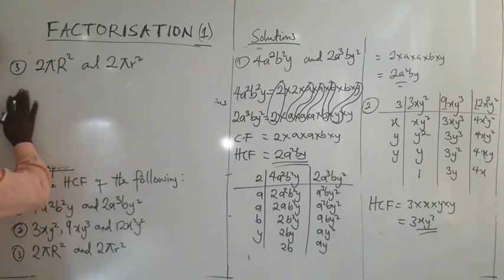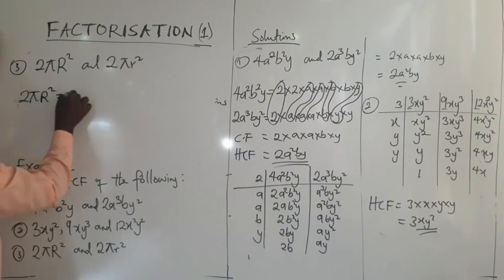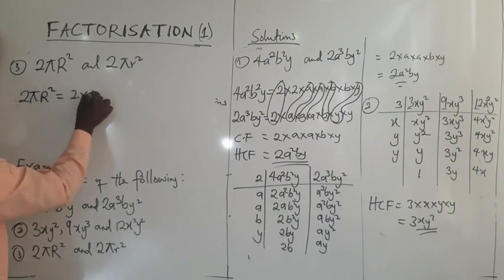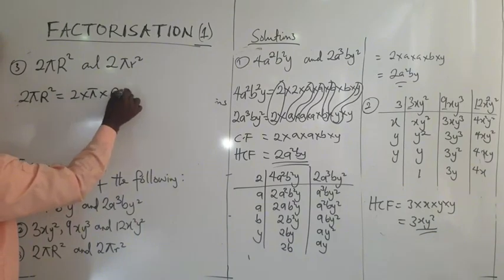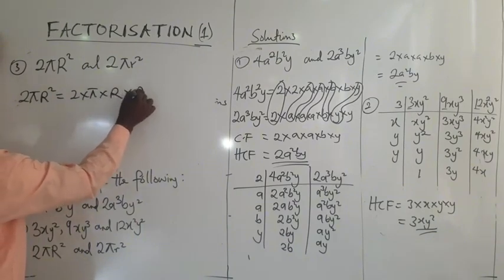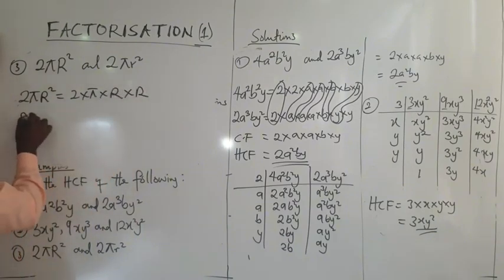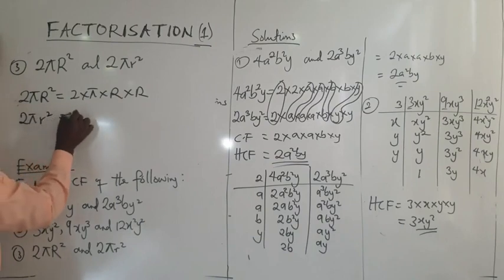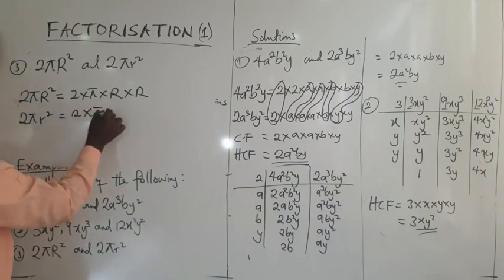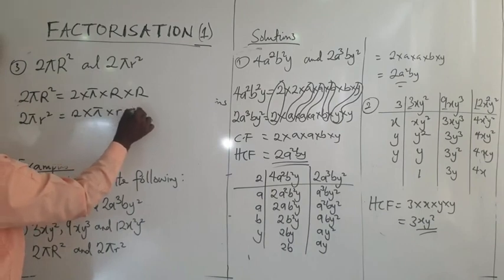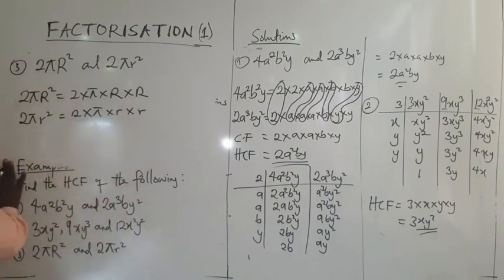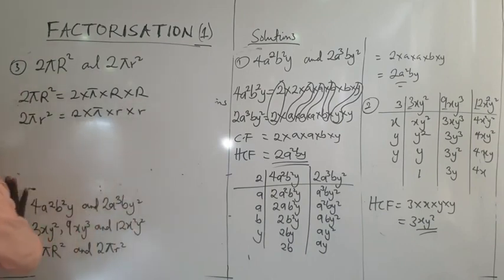So what we're going to do, we're going to express each of them as products of their prime factors. So this will be 2 times pi times r times r. The second one is 2 pi small r squared. That is 2 times pi times r times what? R. So the next is to find the common factors.